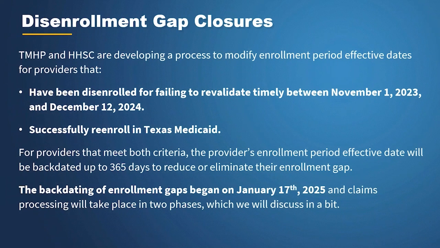TMHP has backdated the enrollment gap by 365 days starting on January 17th for providers who have already met both of these criteria. However, for providers who are still in the process of revalidating or re-enrolling, the gap will also be backdated 365 days once that enrollment request is approved. This will be done systematically after PEMS has confirmed that the NPI is actively enrolled.